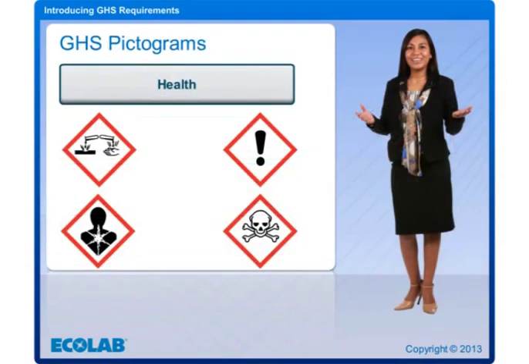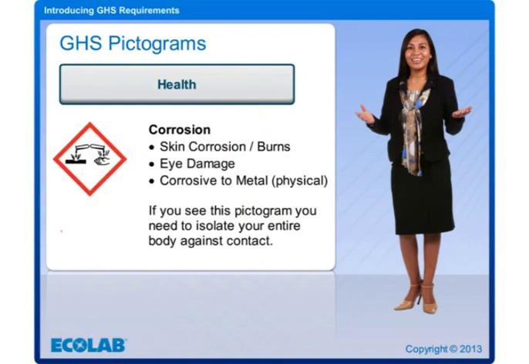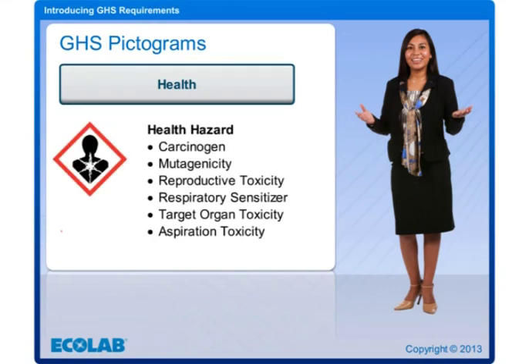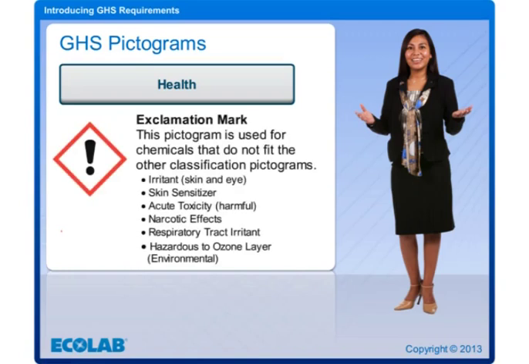These 4 pictograms represent health hazards. If you see this corrosion pictogram, you need to isolate your entire body against contact with this product. It may cause skin corrosion or burns, eye damage, and is corrosive to metal. The skull and crossbones pictogram is used for products that may cause acute toxicity, fatal, or toxic. This health hazard pictogram is used for products that contain chemicals which may cause these health hazards. The exclamation pictogram is used for chemicals that do not fit the other classification pictograms. Products with this pictogram can have these health effects.